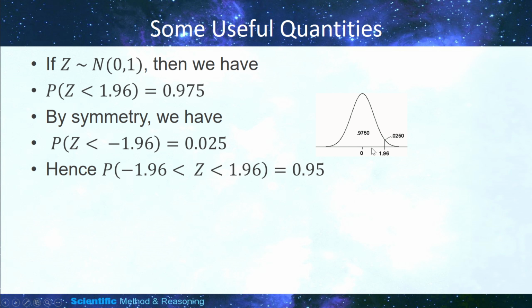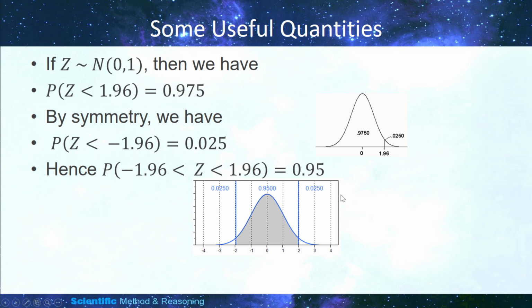In other words, the probability that a standard normal random variable falls between minus 1.96 and 1.96 is 0.95, because we have 2.5% on the right-hand side and 2.5% on the left-hand side. So the area in between is 95%, 0.95, from minus 1.96 to 1.96.